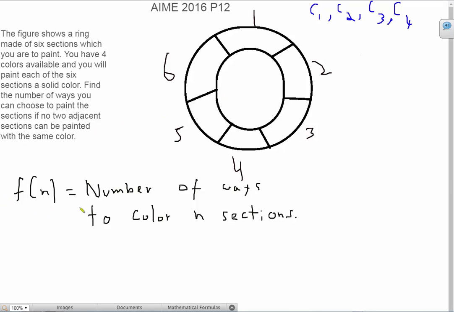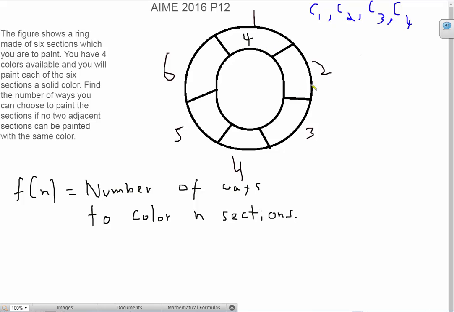So let f of n be the number of ways to color n sections. And I have these 4 colors here, C1, C2, C3, C4. So let's imagine that we have this ring and we haven't colored it at all. It's basically colorless right now. And for the first section over here, I've called it section 1. How many colors can I place? Well, I can place 4 here.